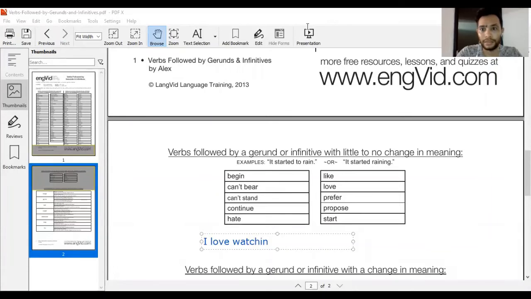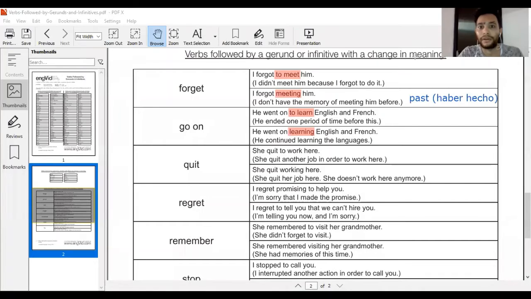Give me a second, guys. Clear? Yes, mister. All right, now let's speak about quit. Now, let's see the first example. She quit to work here, with the infinitive form. The intention of the infinitive form is she quit another job in order to work here, right?